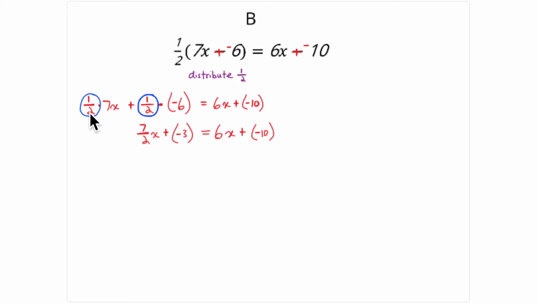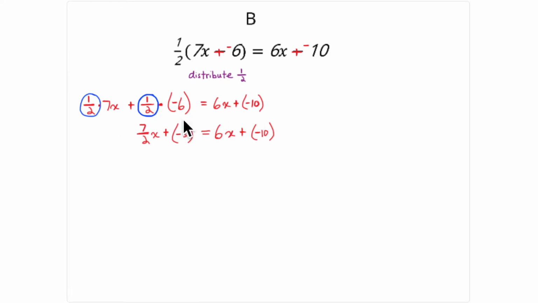All right, so 1/2 of 7x is 7/2 x's. I would keep this as 7/2. Don't change it to a mixed number. Just leave it as 7/2 right now. Plus negative 3. So 1/2 of a negative 6 is negative 3.